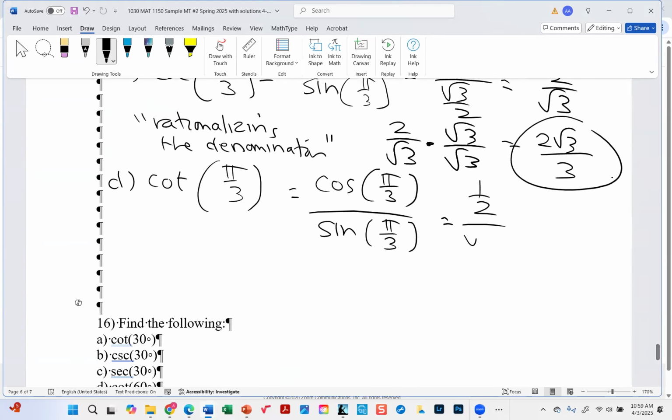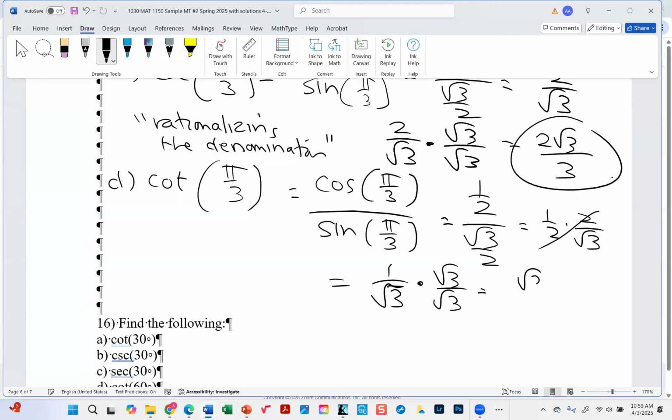All right, let's see what we can do with this one. Remember, this is equivalent to multiplying by 2 over radical 3. So the 2s drop out, and we have 1 over radical 3. And then we want to rationalize that. And that's it. We're done.